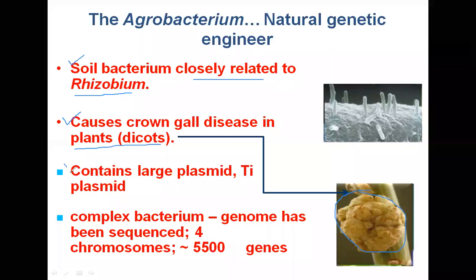This bacterium contains a large plasmid. It is called the Ti plasmid. Ti stands for tumor inducing, because it induces tumor formation. Therefore, the plasmid is called the Ti plasmid, tumor inducing. And the bacterium per se, though it is a bacterium, is a complex bacterium. The genome has been fully sequenced, and it has 4 chromosomes and close to 5,500 genes. So for a bacterium, this is too many genes, and therefore we have used the word complex bacterium.